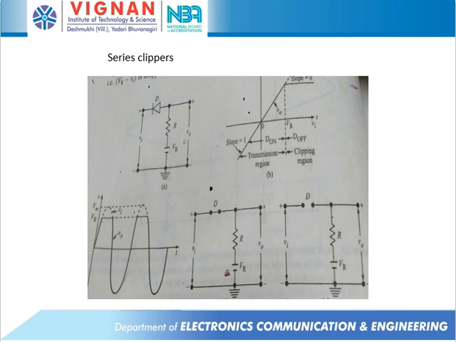But when the Vi is greater than our VR, we maintain our output at a constant potential of VR. So we are removing the signal above the reference potential. The same thing you can observe in the transfer characteristics also. During diode on, we obtain output in the transmission region. When the diode is off, we get output in the clipping region. So this is about our series clipper.